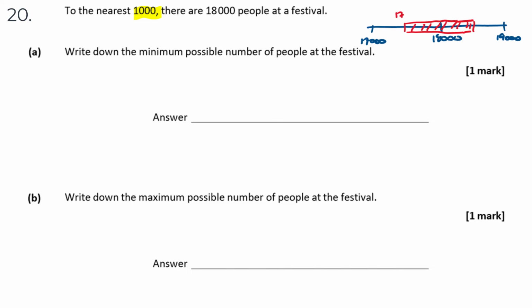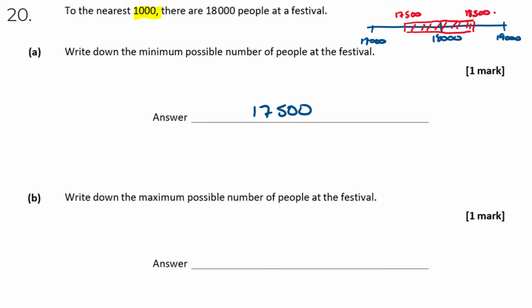So what is halfway between 17,000 and 18,000? It's going to be 17,500. And what is halfway between 18,000 and 19,000? It's 18,500. So write down the minimum possible number of people at the festival. It's going to be 17,500.